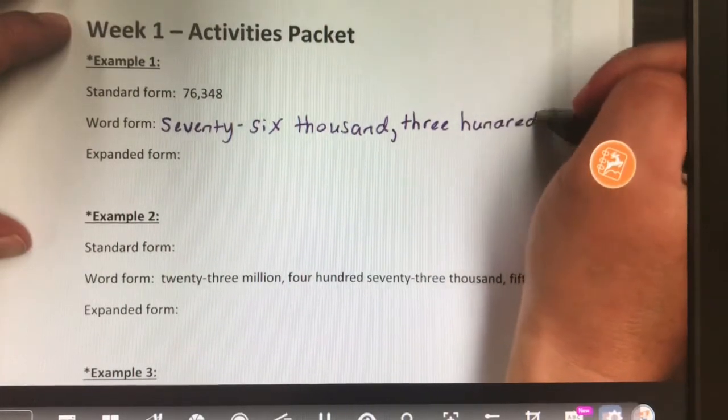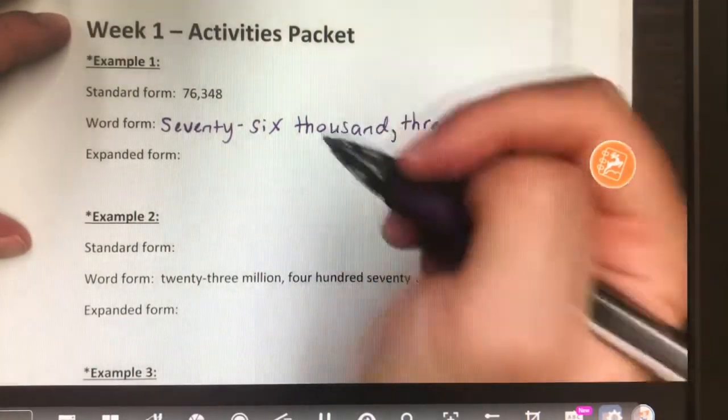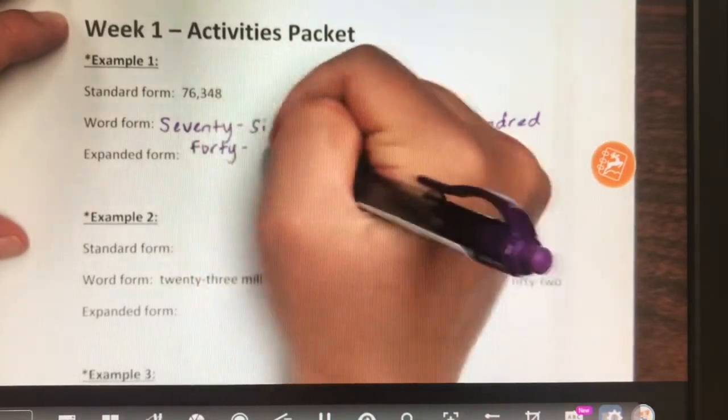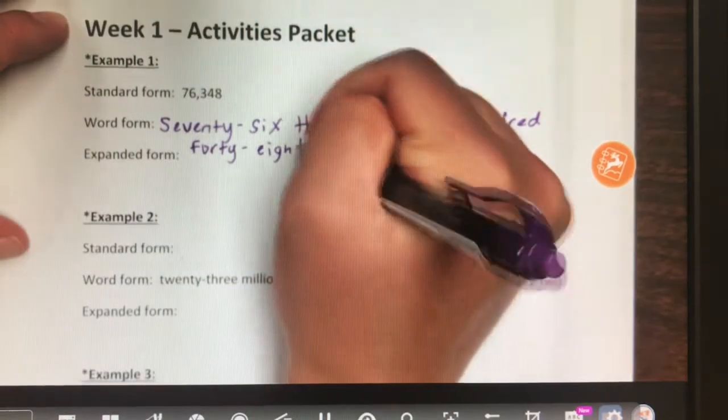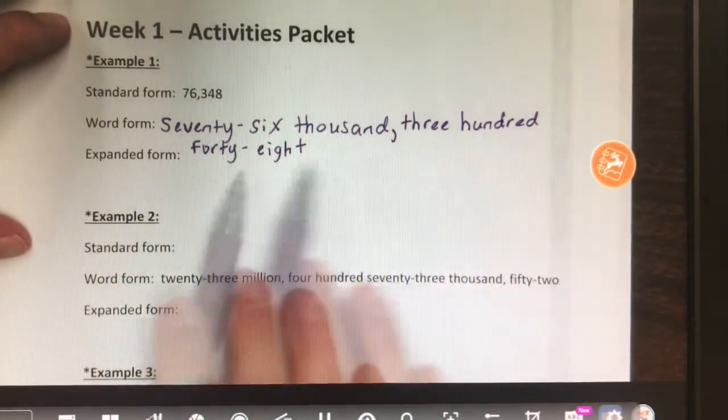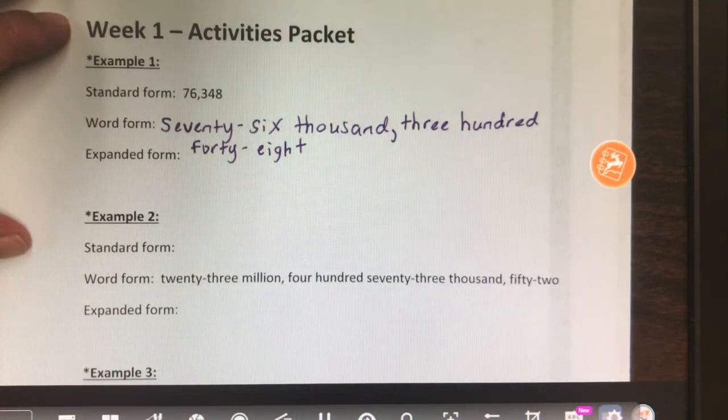300. I'm trying to squeeze it in. I'll squeeze it right here. 48. Okay, and then I'm going to read it back to myself. 76,348. So I make sure I didn't leave anything out. All right, so we did the word form.